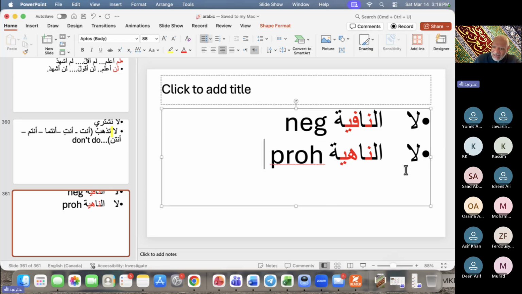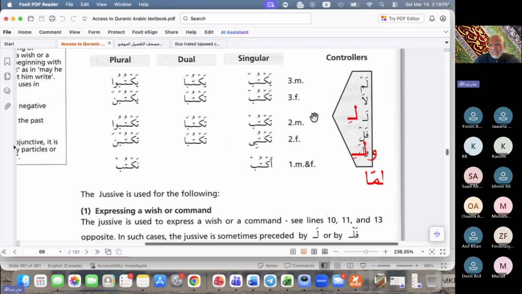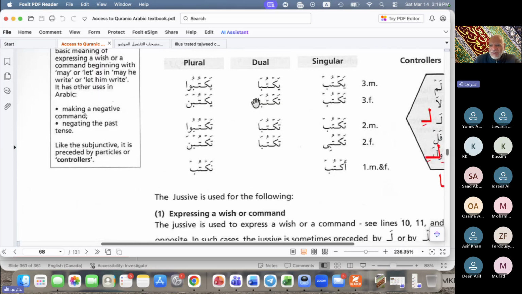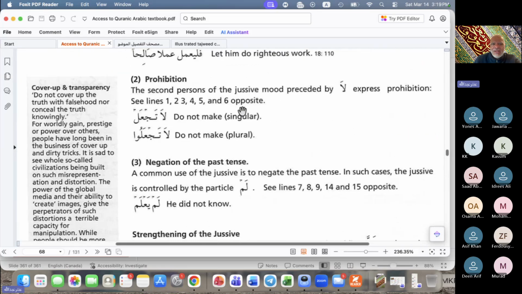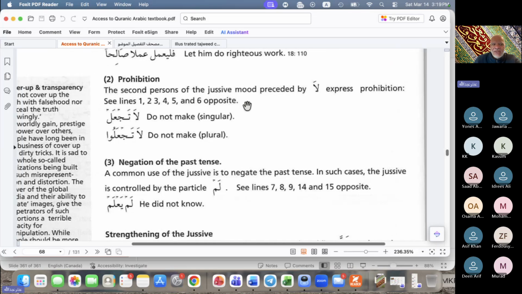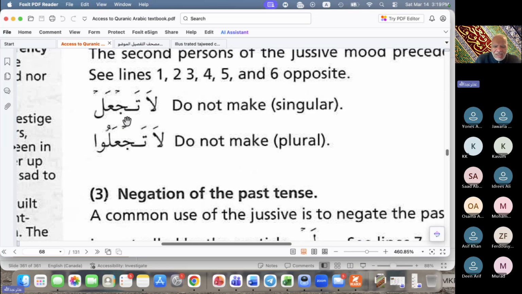So these are the two las that we look at. So the la here is in fact the one that is for prohibition only. That's why it is under the lesson of majzoom. Okay, and here prohibition. The second person jussive. لا تجعل, do not make. لا تجعلوا, do not make plural. So لا تجعل, this is majzoom with a sukun. لا تجعلوا, this is also majzoom but with dropping the noon because it is plural. لا تجعل can be dual also with dropping the noon.